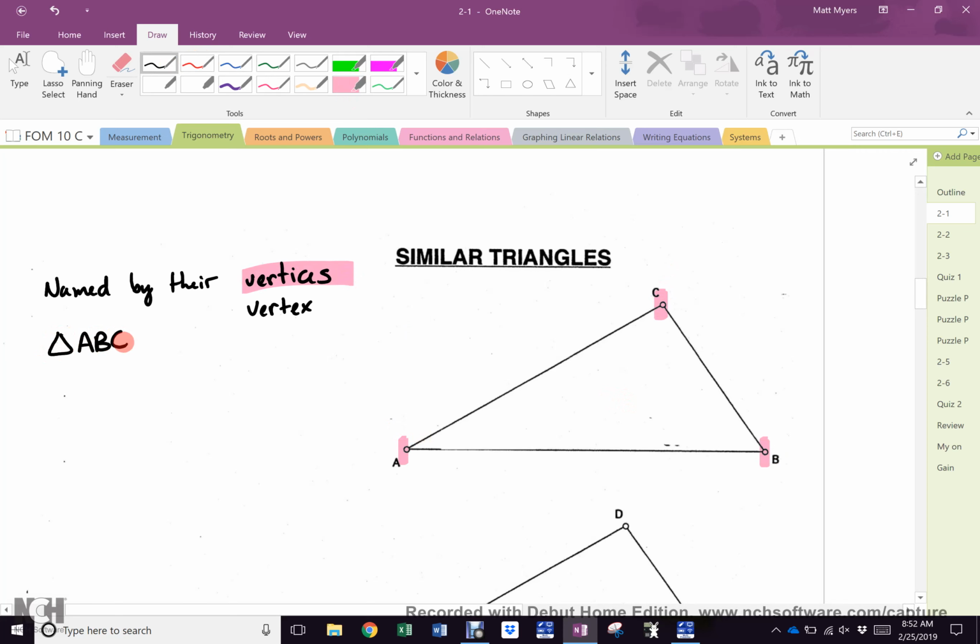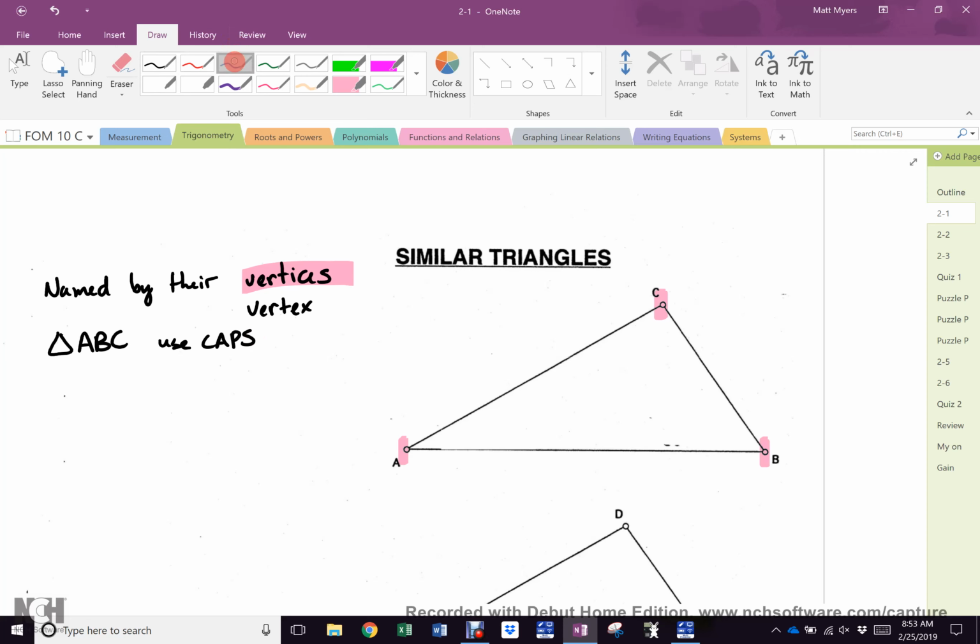Everybody cool? And we always use caps. Now this triangle has two other names. What are they? Nope. Just change the order of the letters. CBA, CAB. Everybody cool? Does everybody understand? All right. That's how we name the triangle. Triangles are made of three sides.